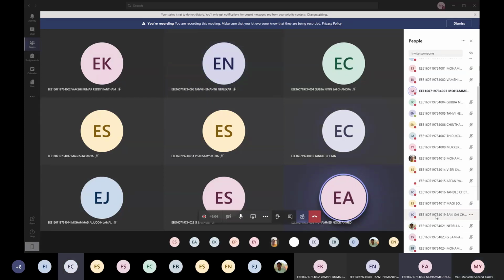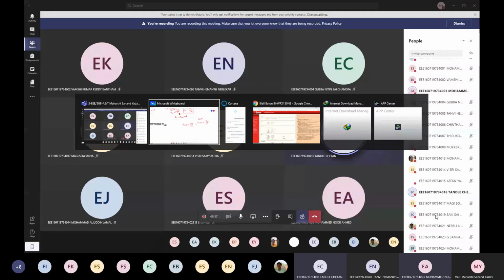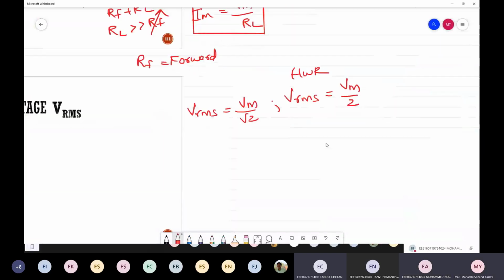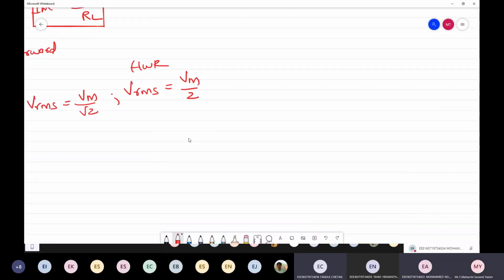Can you tell me what is meant by efficiency? What is the formula for efficiency? Simply, if I ask efficiency, you need to say it is output by input. Sometimes it's also called gain.